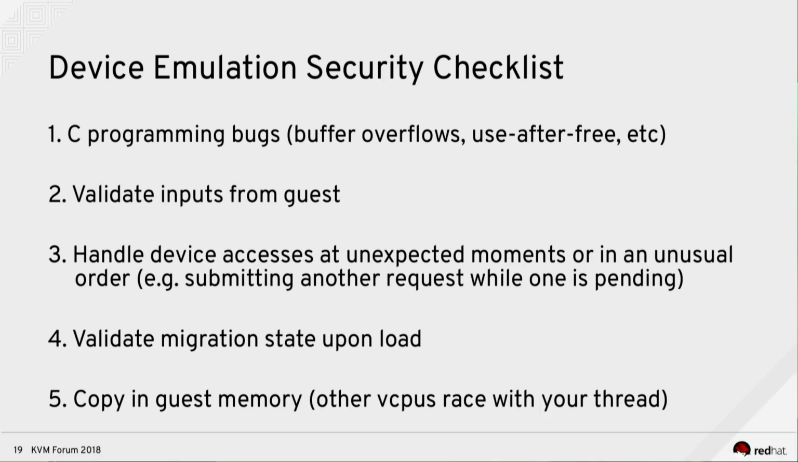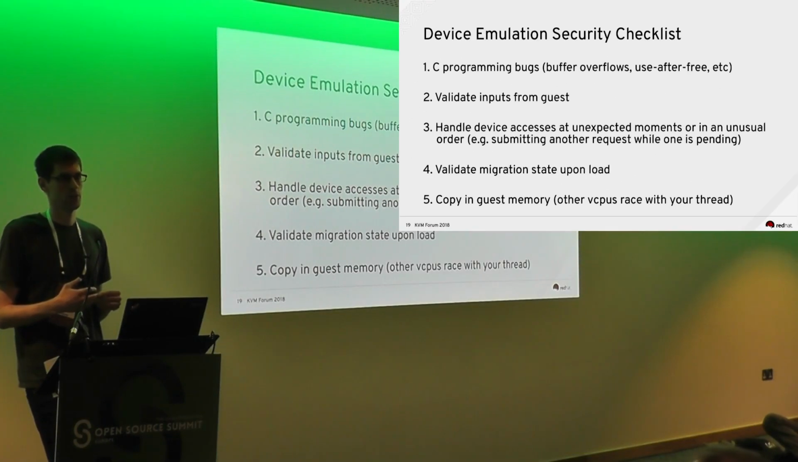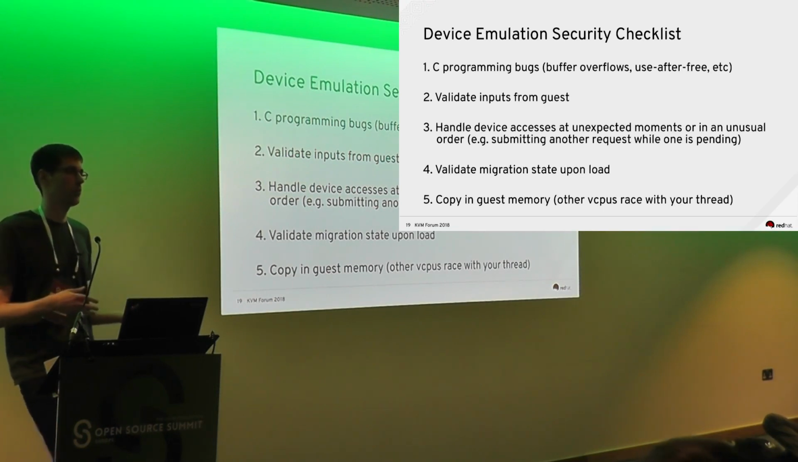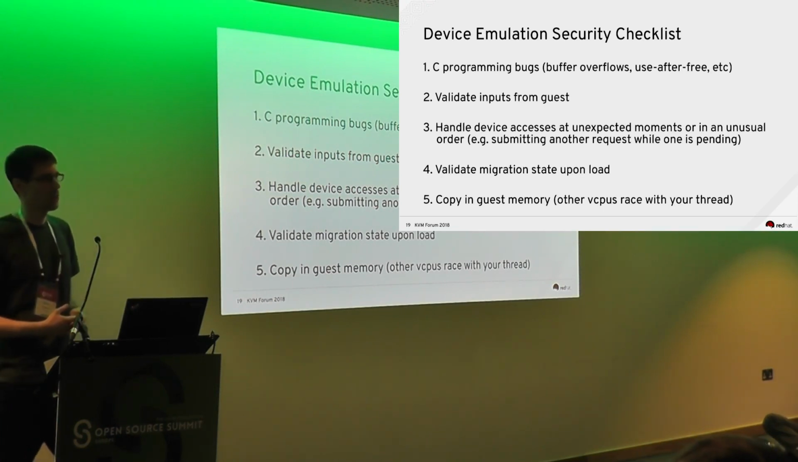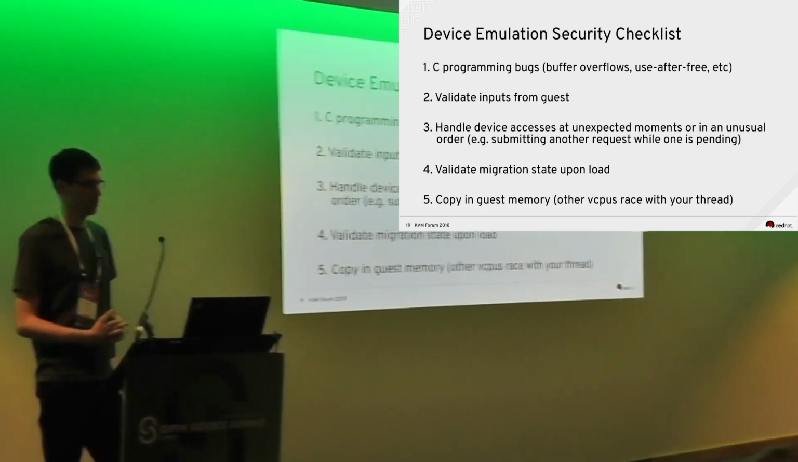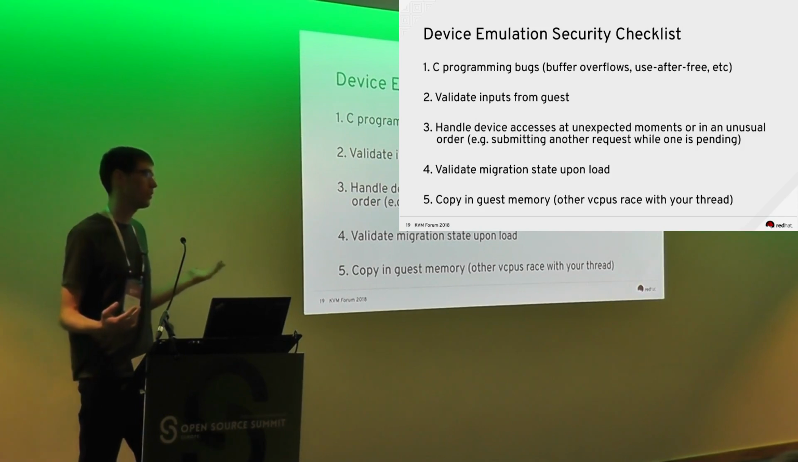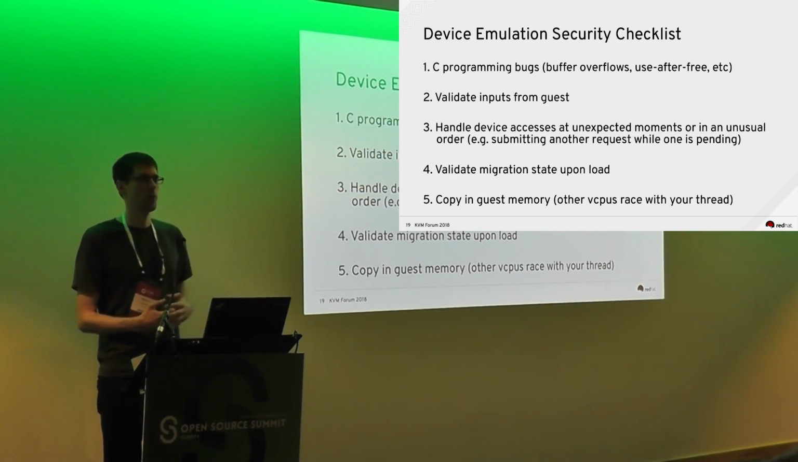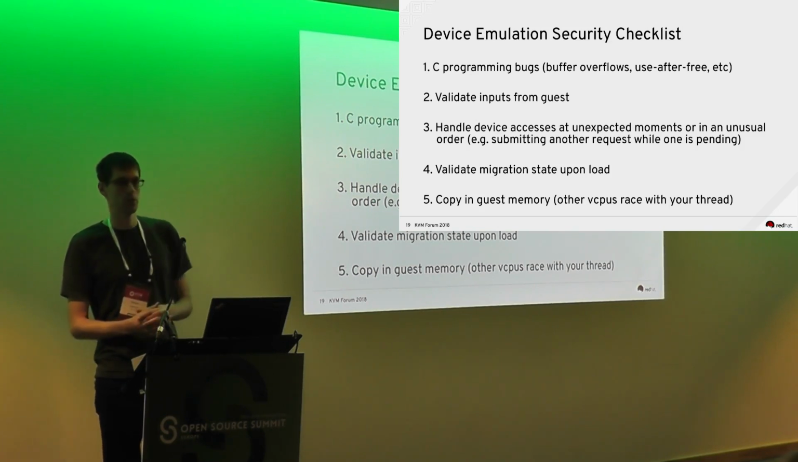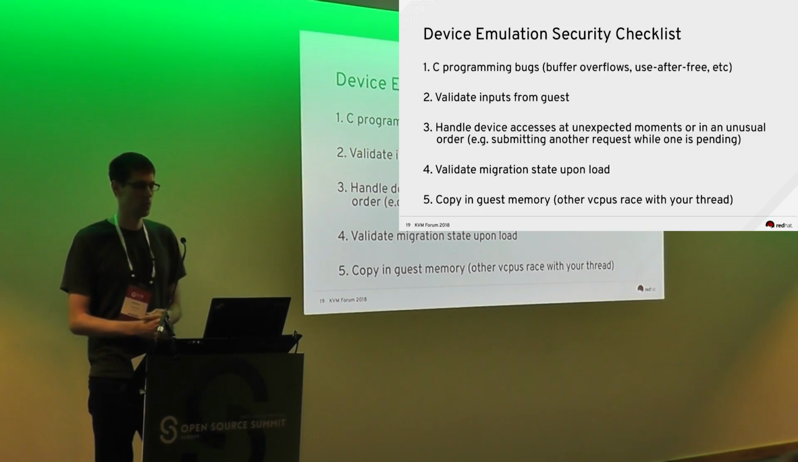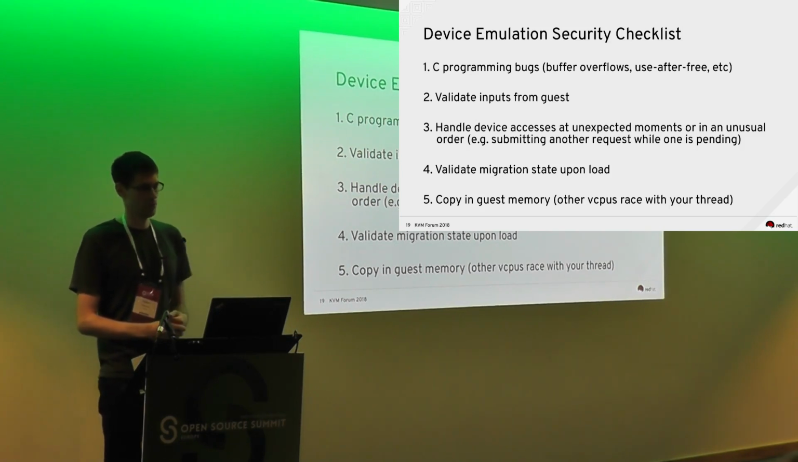So this kind of leads us on to what are the important things for device emulation code? Either because you're reviewing it or you're auditing it for security, or because you're a developer and you're emulating a new device. So I'll go through some of the things that I think are quite important. So sadly, number one, C programming bugs. If you look at our CVE history, a lot of them are buffer overflows, integer overflows, use after free, these kinds of typical C bugs. So that's the number one thing to still watch out for.